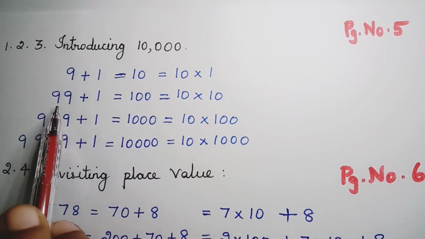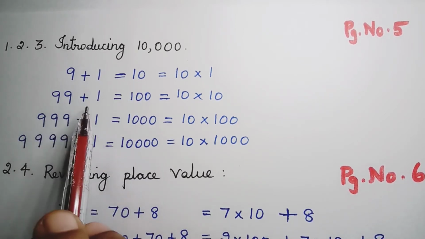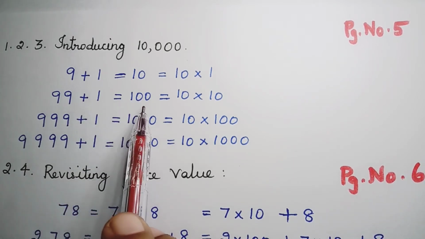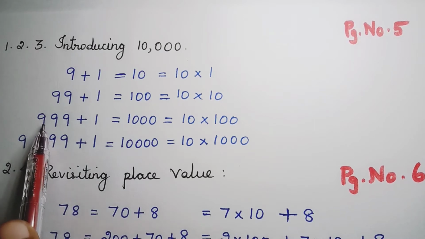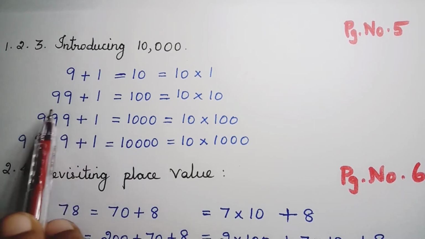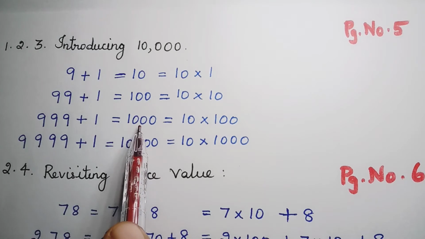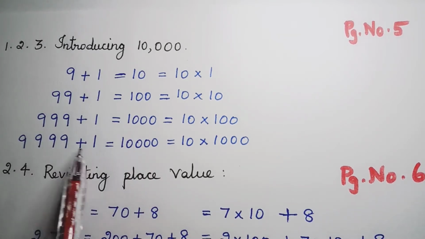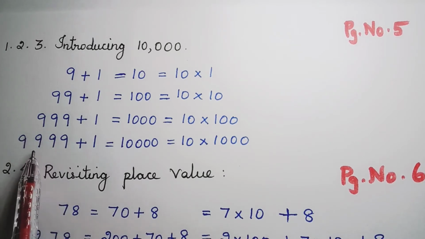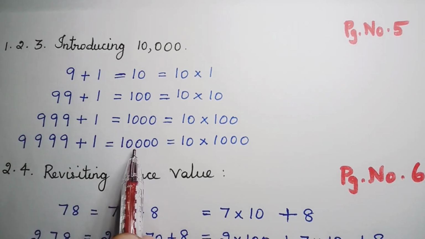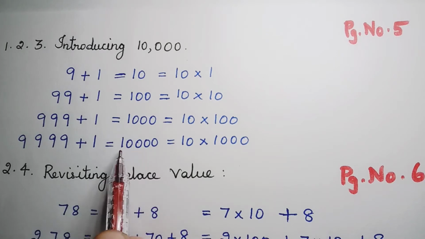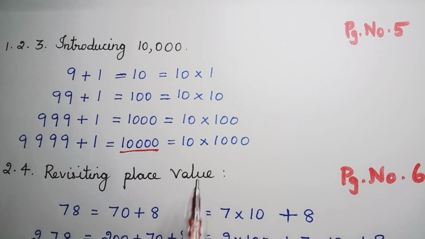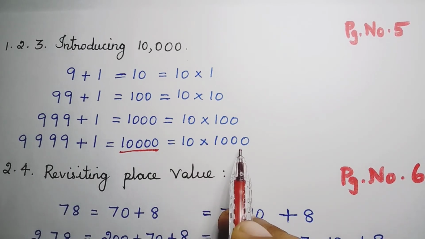This is the biggest two-digit number. When added with 1, you get the smallest three-digit number. Same way, when you add 1 to the biggest three-digit number, you get the smallest four-digit number. In the same way, when you add 1 to the biggest four-digit number, you get the smallest five-digit number. The smallest five-digit number is the value 10,000. This is nothing but 10 times 1000.